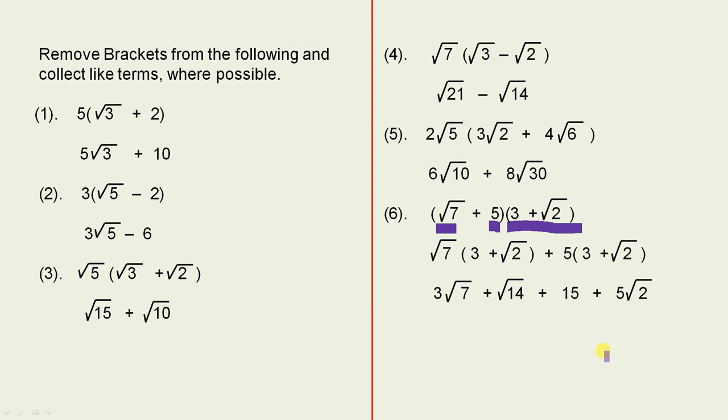So in each of those 6 examples, there were no like terms, so you can't add anything together. That's why I said collect like terms where possible. So when it's not possible, you just leave the answer the same.